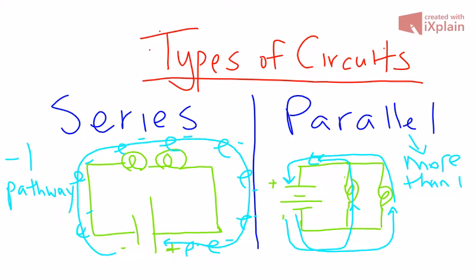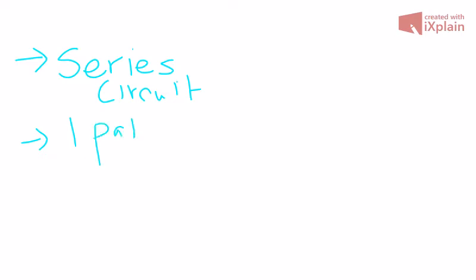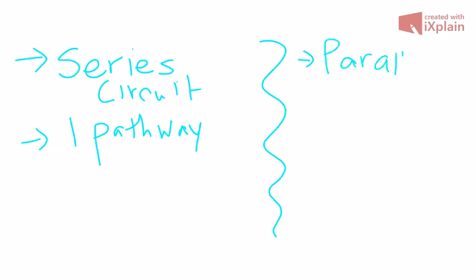So let's write that down, and you can copy it down on a piece of paper or in your notebook, okay? Series circuit has one pathway. Parallel has more than one pathway.